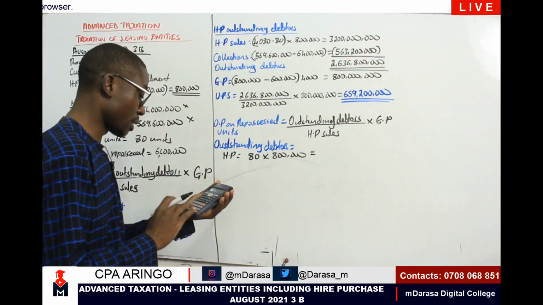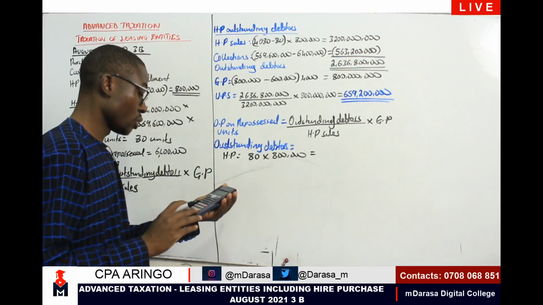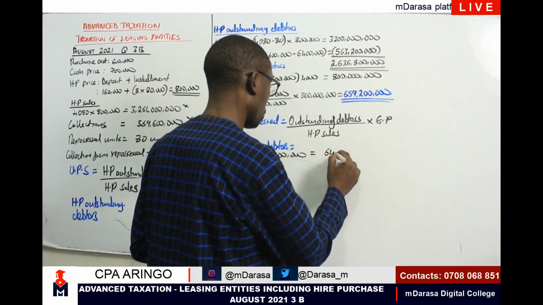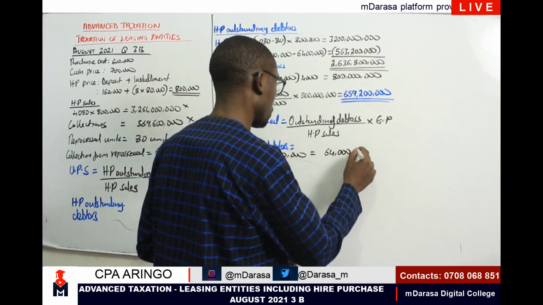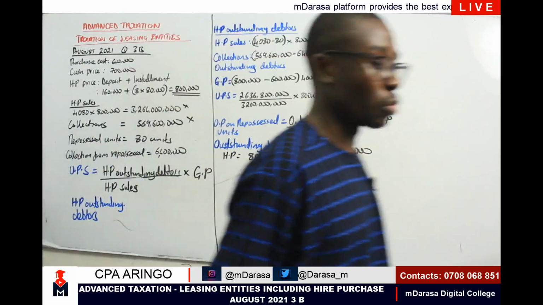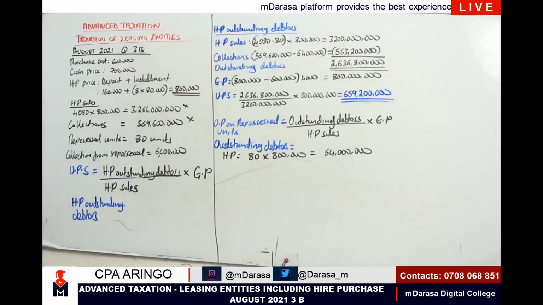80 by 800,000 should give us a figure of 64 million. This is what you are expecting from them, 64 million. But out of the 64 million, my good students, what were we told? How much did we receive from them?